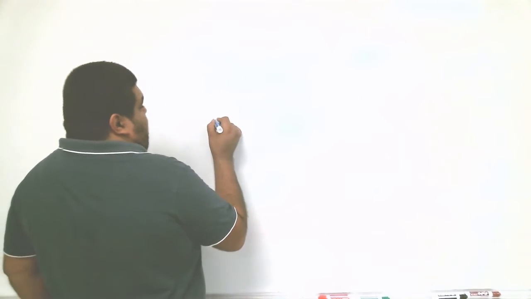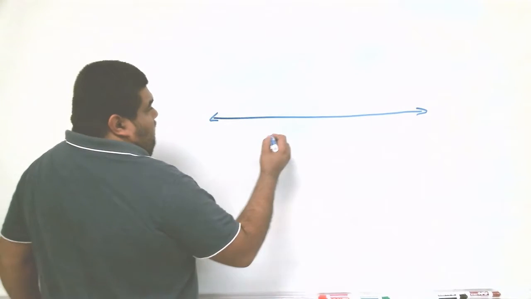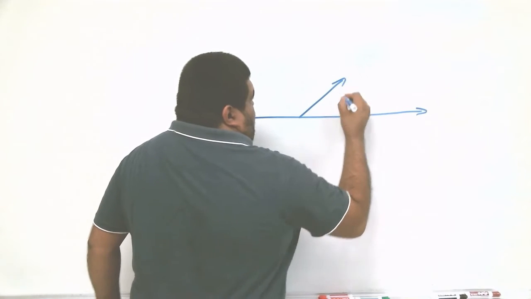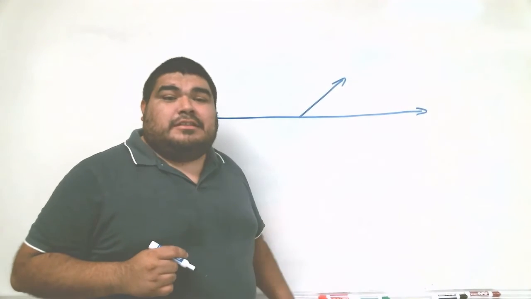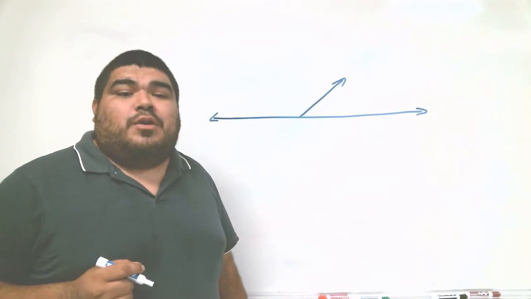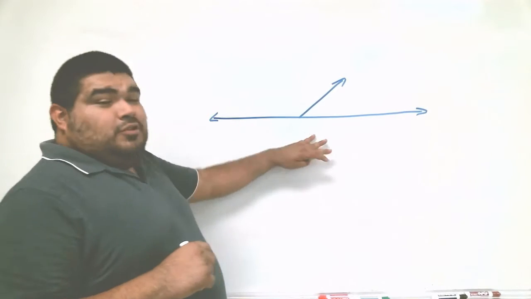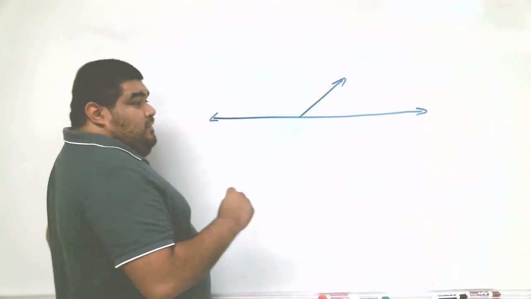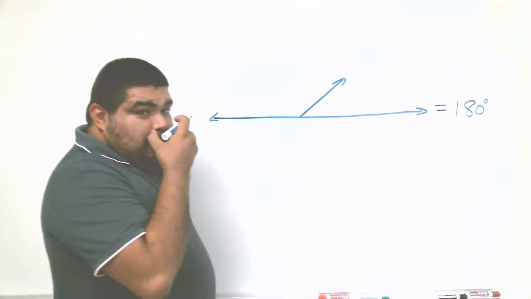All right, guys, so here's our first example. You guys remember what kind of angle this is? Is it a supplementary angle or a complementary angle? Supplementary, right? The first one. So it equals 180 degrees.